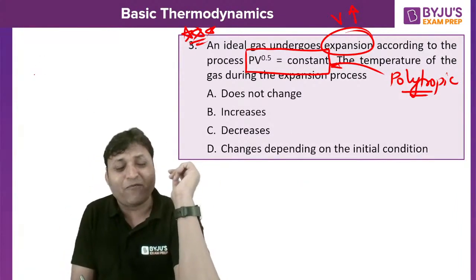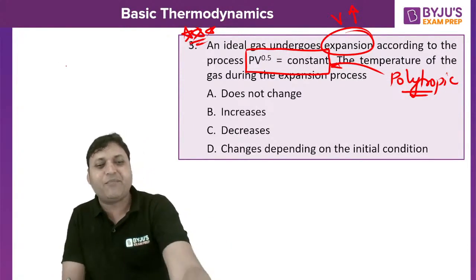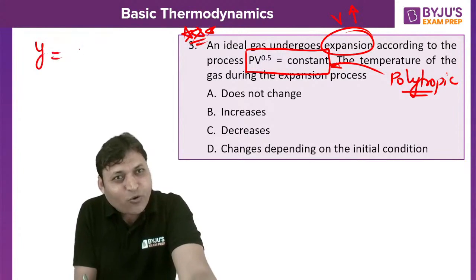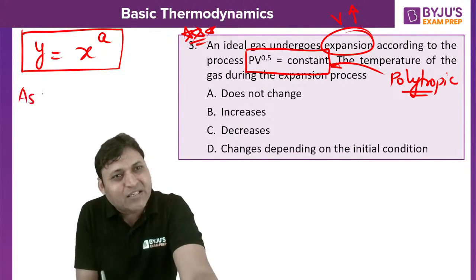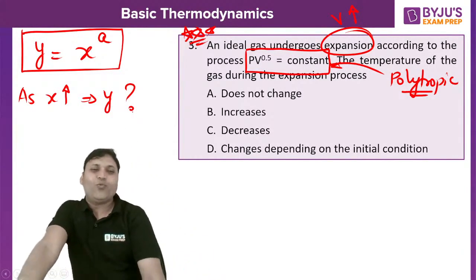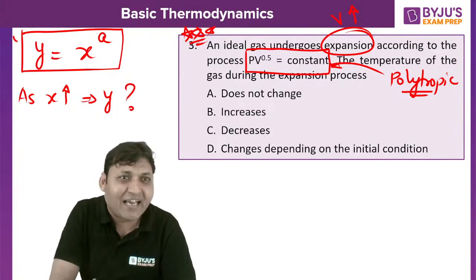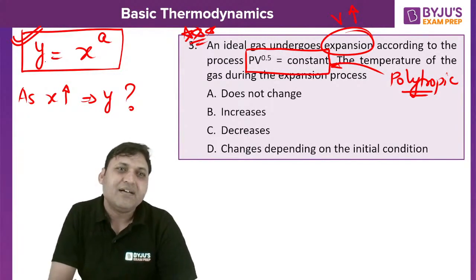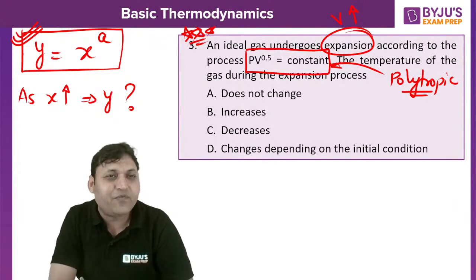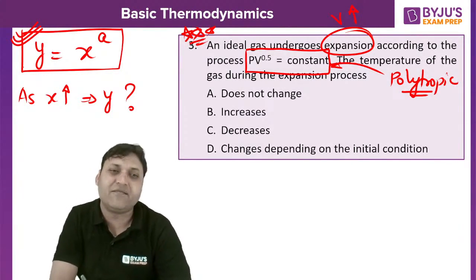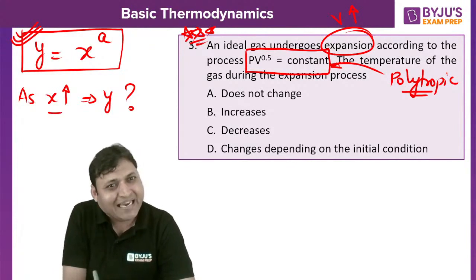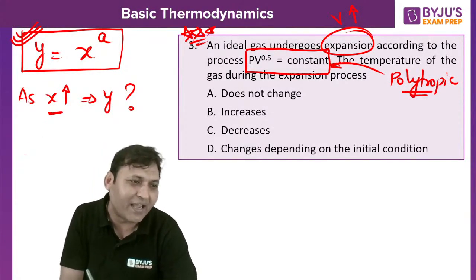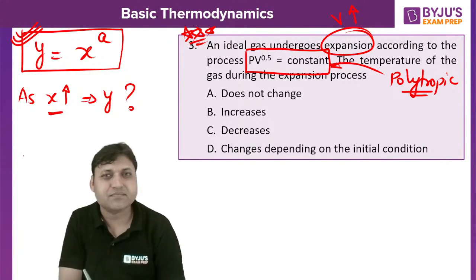Can you just let me know before going forward? If there is an equation y is equal to x to the power a, my question to everyone is, as x increases, what will happen to y? If we increase x, what is going to happen to y? There is a relationship y is equal to x to the power a. This relationship I tell the students in fluid mechanics also. This is the mathematical expression, the relation between x and y. If we increase x, what is going to happen to y? Can you just let me know?